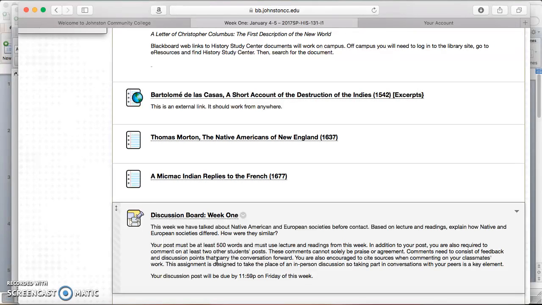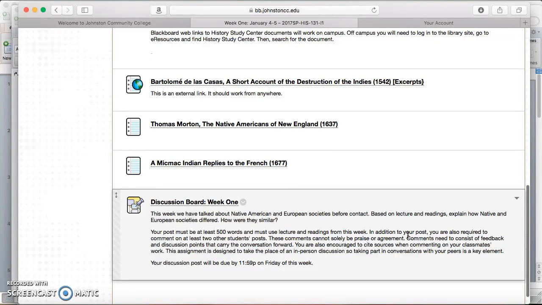But remember that participation in this class is 20% of your grade. So completing these discussion boards and responding to your peers, the comments on other folks' posts, is also an important part of this grade. These discussion boards and your conversations with other students in this class via the discussion boards are vital to your success in this class.